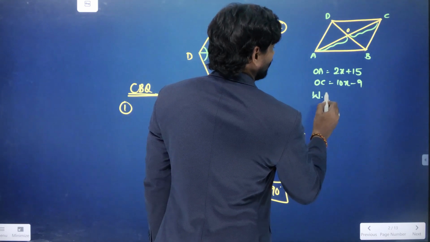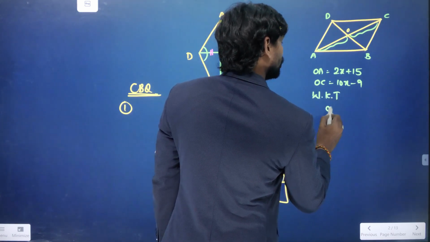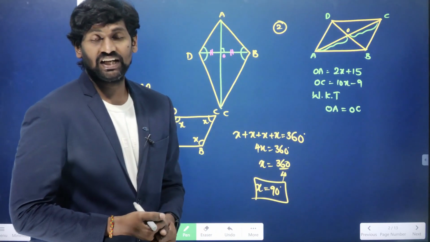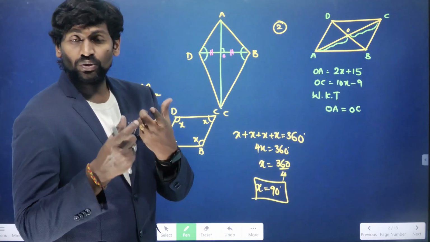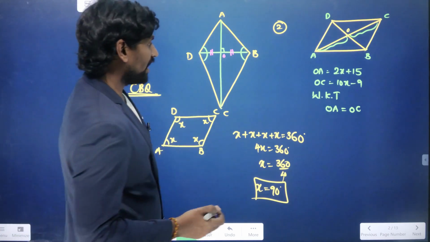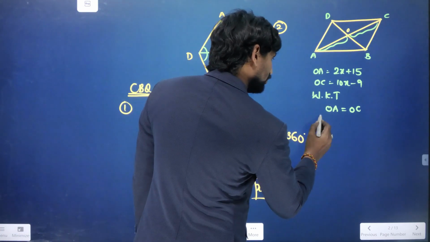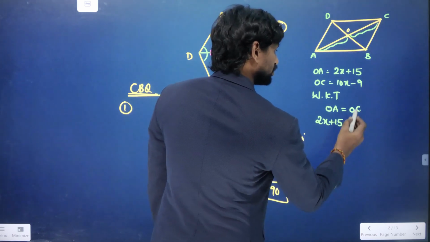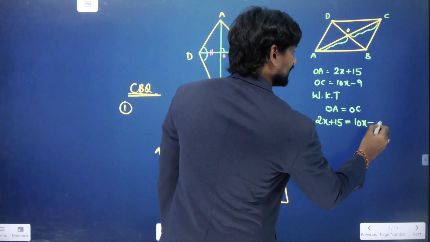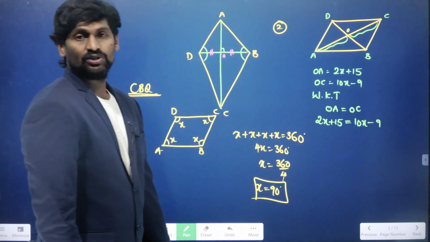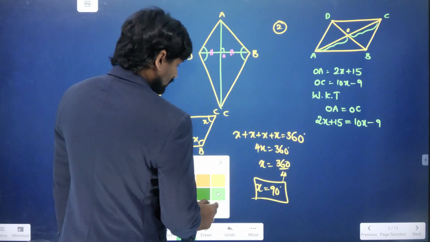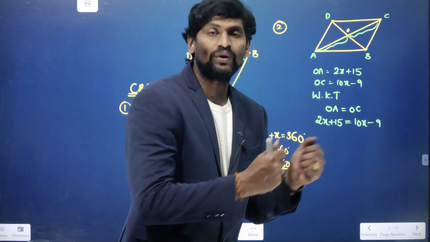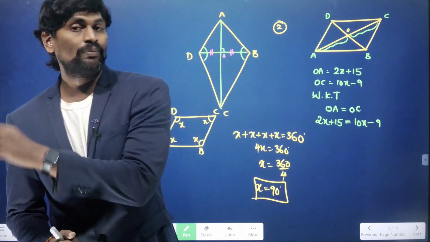That means OA distance equals OC distance, because the diagonal is bisecting into two equal parts. So AO distance is 2x plus 15, which equals OC distance, 10x minus 9. While observing both sides we have variables, so let us bring all the variables to one side and all the numericals to one side.